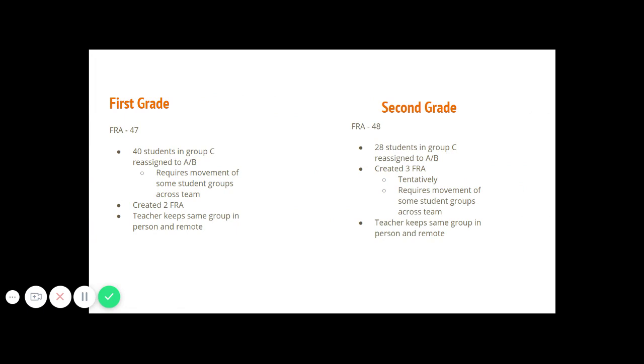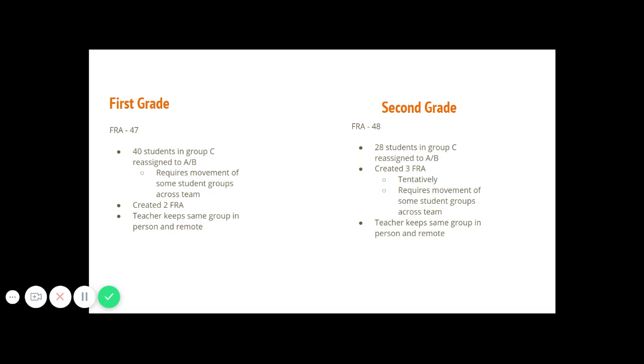In first and second grade, we have 47 and 48 students who are enrolled in the full remote academy. In first grade, we had a larger number of students who were in Group C that were reassigned to A or B. In both of these grade levels, it does require some movement of student groups across the team in order to create 2 full remote academy classes in first grade and tentatively 3 full remote academy classes in second grade.